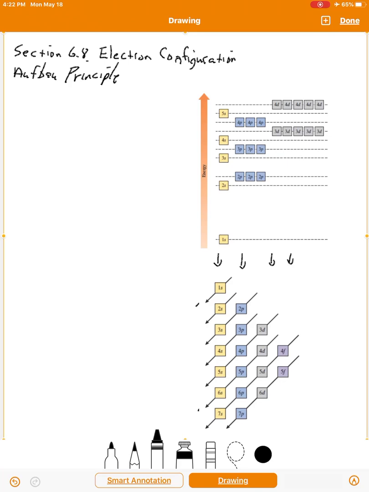The Aufbau is not a person. Aufbau is German for filling up. This is called the filling up principle. And the filling up principle says the following.